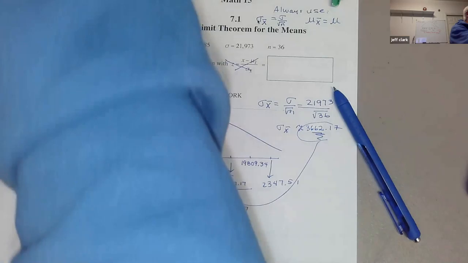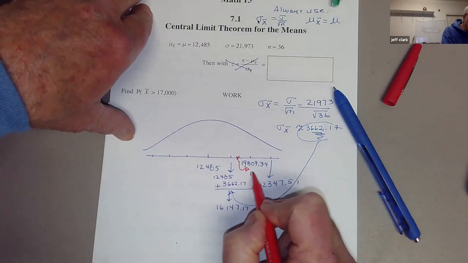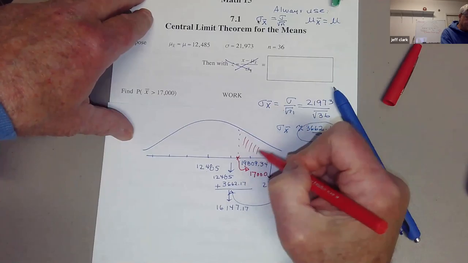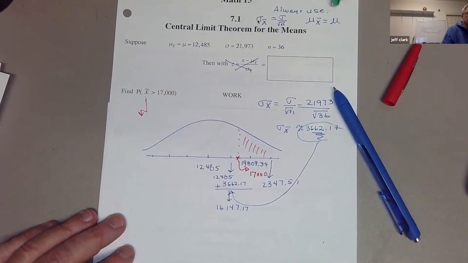I need my red pen. It's greater than, and dot, dot, dot, shade, shade, shade. And the other thing to notice is this. That's X bar, that's called the sample average, sample mean. So from here on out, you're always going to use X bar instead of plain old X.